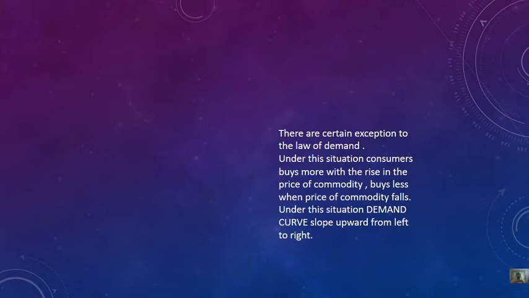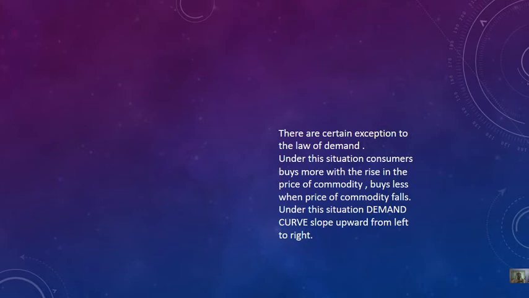As discussed by Alfred Marshall, other things remaining constant, the higher the price of a commodity, the lower is the quantity demanded, and vice versa. But such things do not happen in reality because of certain exceptions.